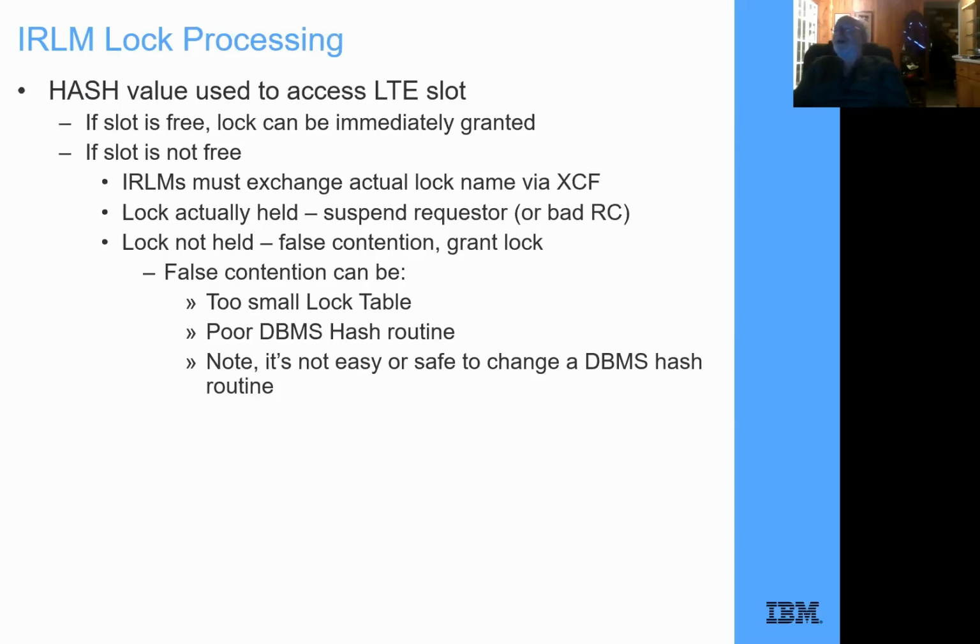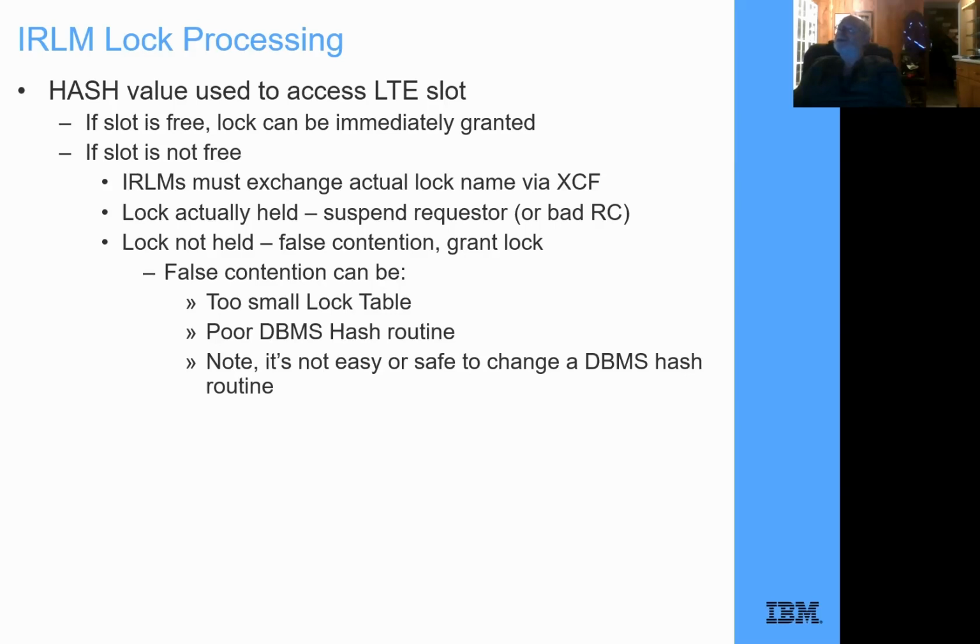Okay. So going back to the hash value, remember the hashing is done by the database manager when it makes the lock request. That 4-byte value. If the slot's free, the lock can be granted immediately. If the slot's not free, then the IRLMs have to exchange the actual lock name via XCF. If the lock's actually held, that is, the lock name of the requester matches a lock held on another IRLM, then it's actually held and the requester has to be suspended or given a bad return code.